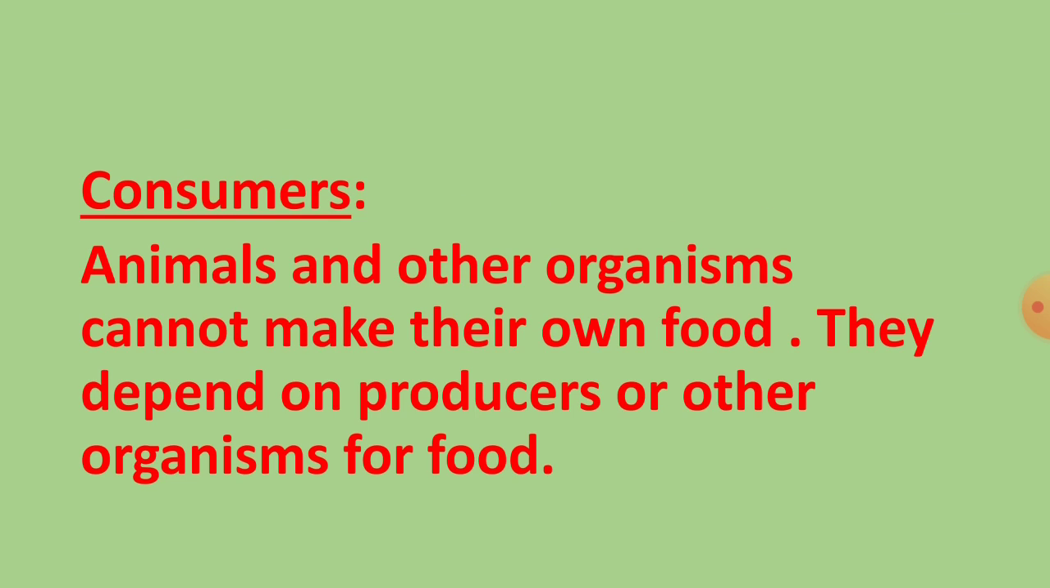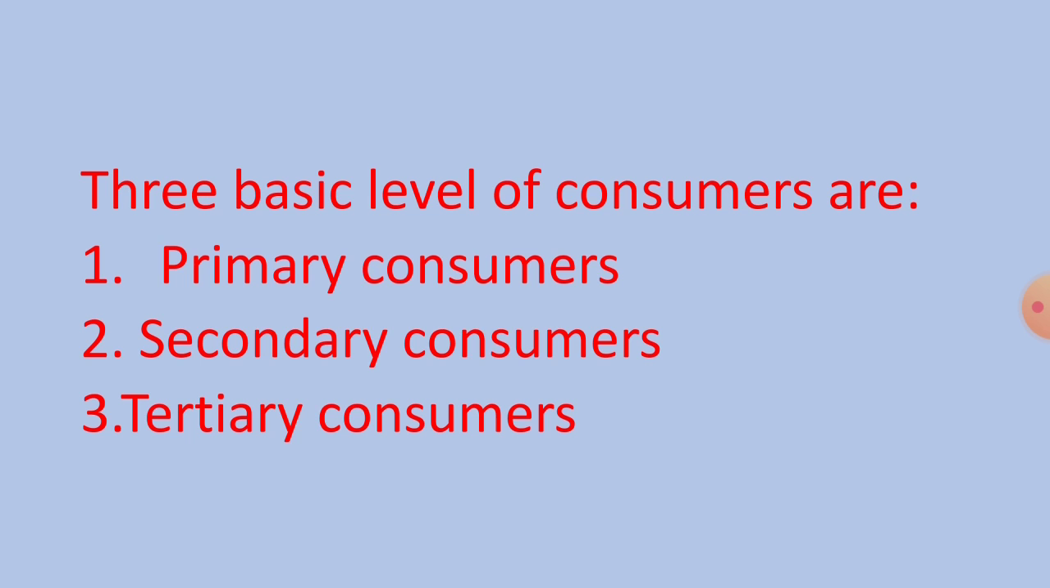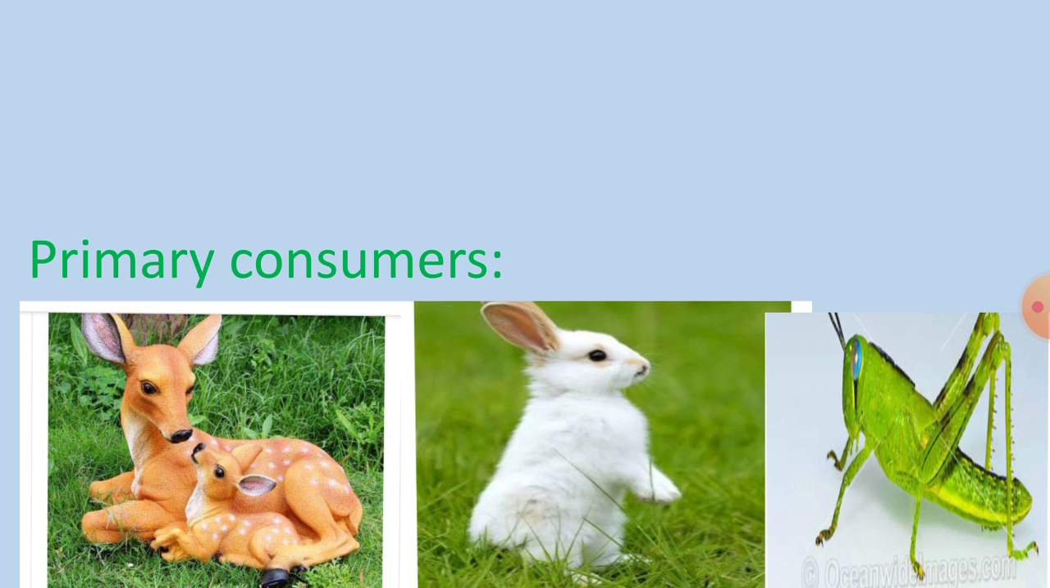Next, consumers. Animals and other organisms cannot make their own food. They depend on producers or other organisms for food. Based on who they depend on, there are three basic levels of consumers: primary consumers, secondary consumers and tertiary consumers.